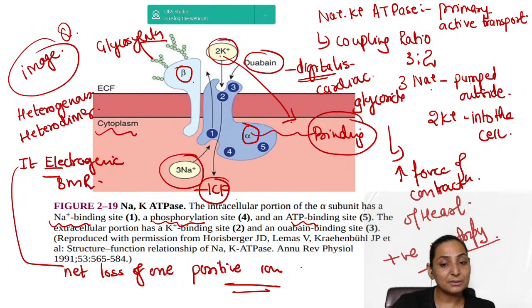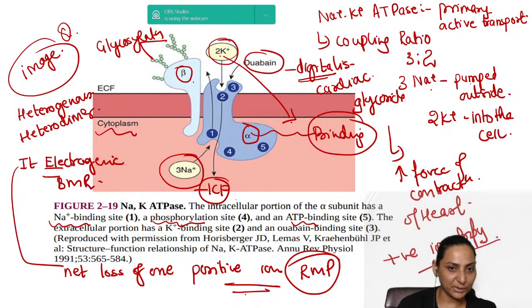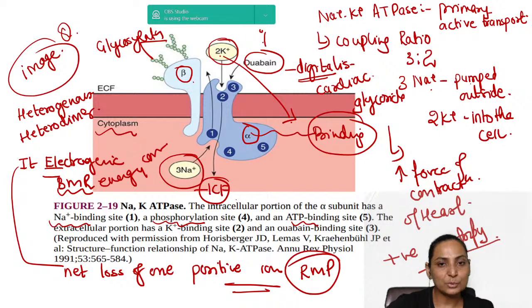So this being the electrogenic pump contributes to our resting membrane potential, right? Now it is a pump that affects BMR because it is an energy consuming pump. Hormones like thyroxine, or you can remember your thyroid hormones, are increasing your BMR basically because they are increasing the activity of the sodium potassium ATPase pump, right?